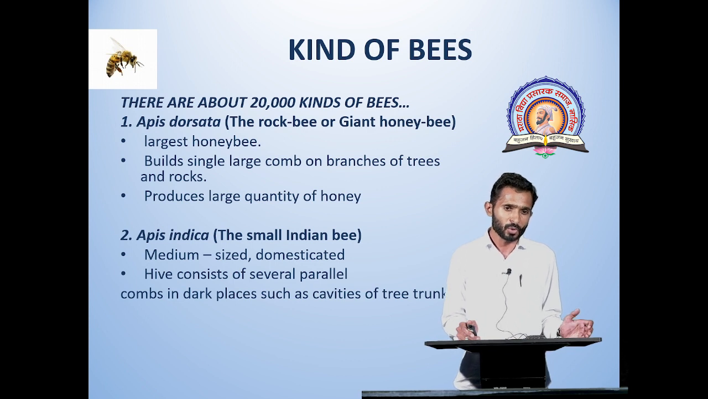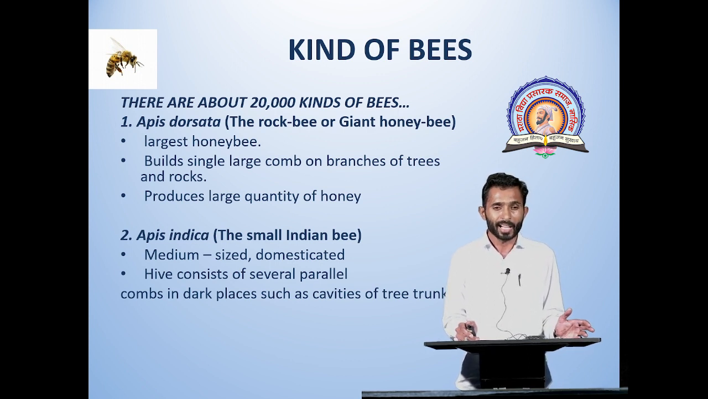On the basis of the different kinds of bees, they produce different combs of different sizes and shapes according to their habits. The first one is Apis dorsata. Apis dorsata is also called the rock bee, and it is present on large buildings and trees. Large numbers of bees gather in a single hive, so they produce a large quantity of honey.